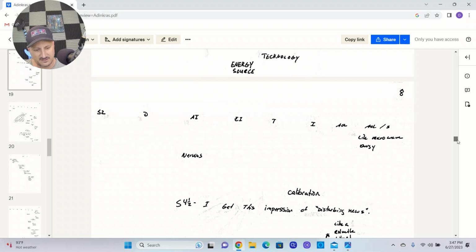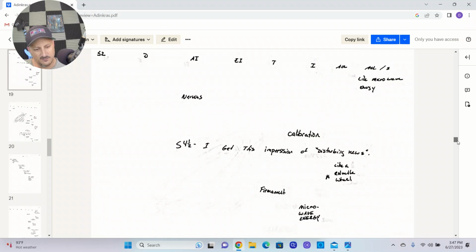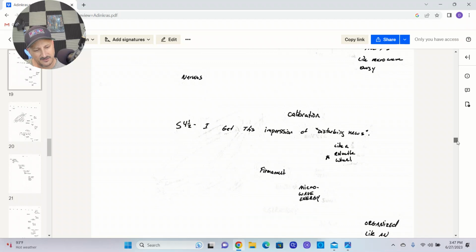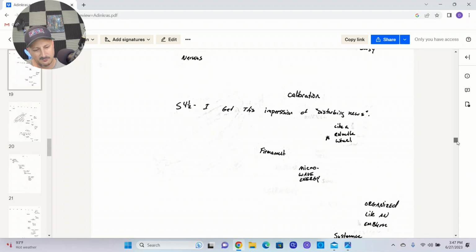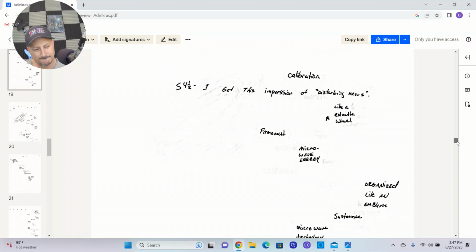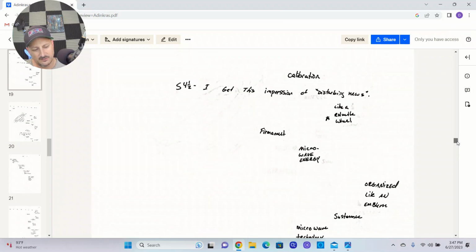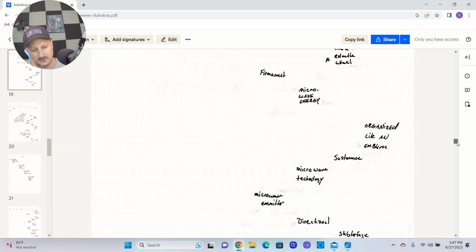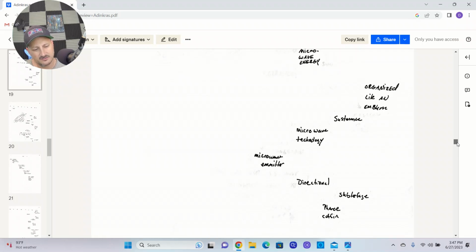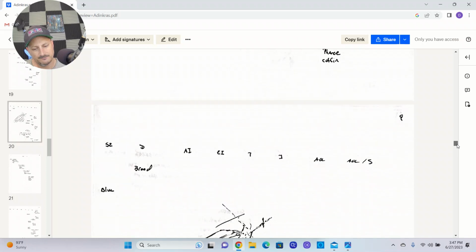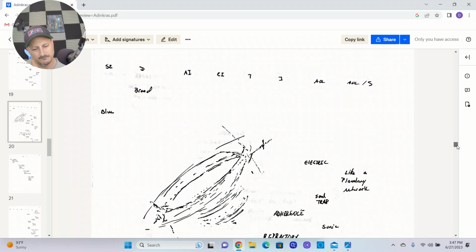Nervous, the sense of calibration. I get the impression of disturbing news, like a roulette wheel. Firmament, microwave energy. This feels organized. Oh, this is signal, organized like an emblem. Okay, microwave technology. A microwave emitter. This feels directional. Okay, so I'm getting all of this energy.